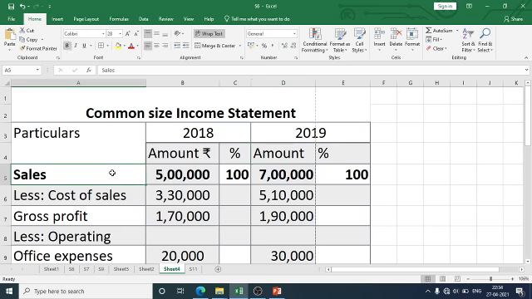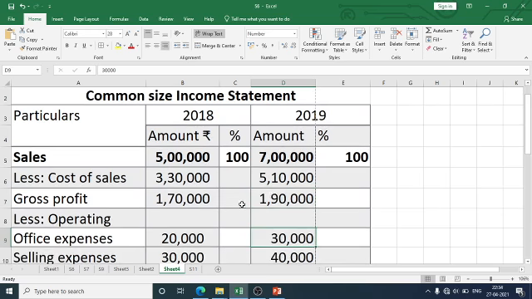So first we need to redraft the income statement. I told sales you need to write. So amount is given in the problem 5 lakh and 7 lakh for 2019 less cost of sales. So if you deduct 3,30,000, so you will get gross profit of 1,70,000. Next, here also the cost of sales is given in the problem 5,10,000. So you will get 1,90,000.